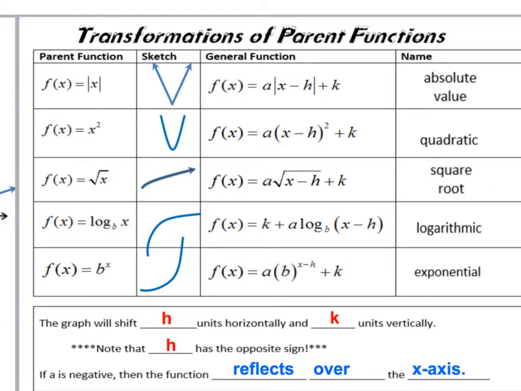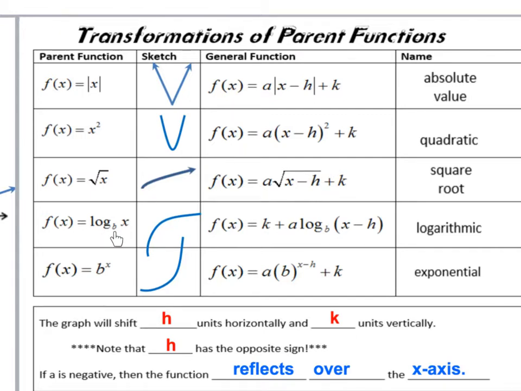So in our next slide, we're going to review our basic parent functions. Here's absolute value. This is what it looks like. This is a general form. Here's our little cup, our parabola, our quadratic, and here's the general form. Square root, here's the sketch of the graph, here's the formula.